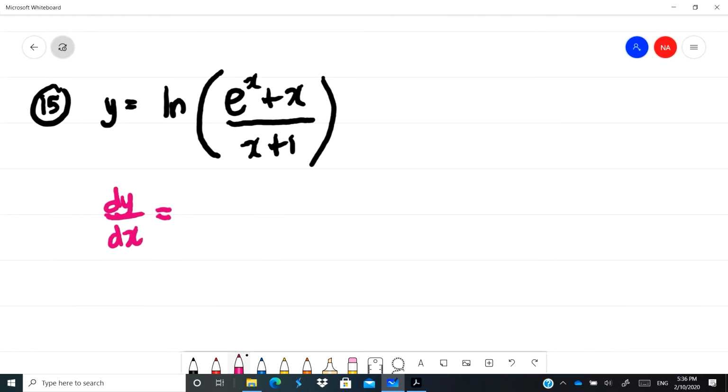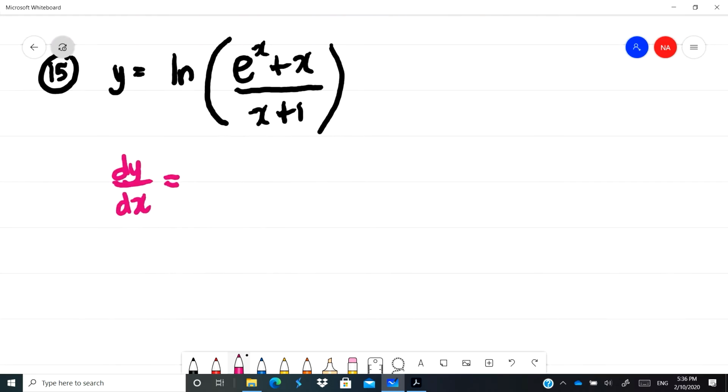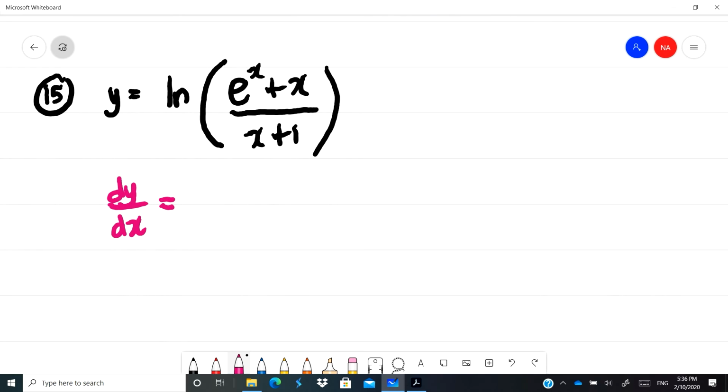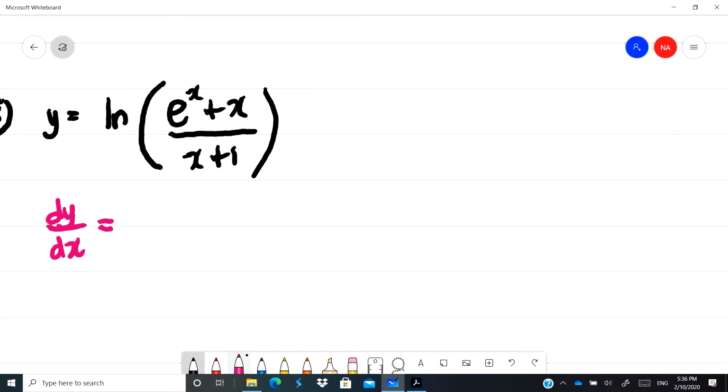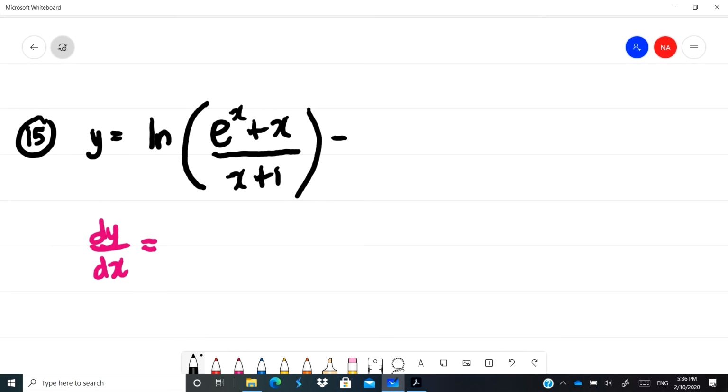Let's look at question number 15. If you put everything in the bracket at the denominator, you have to differentiate this using the u over v technique, which is the quotient rule. But it is quite complicated if you involve the quotient rule inside your calculation. So what you have to do is to modify this. You want to simplify this ln.